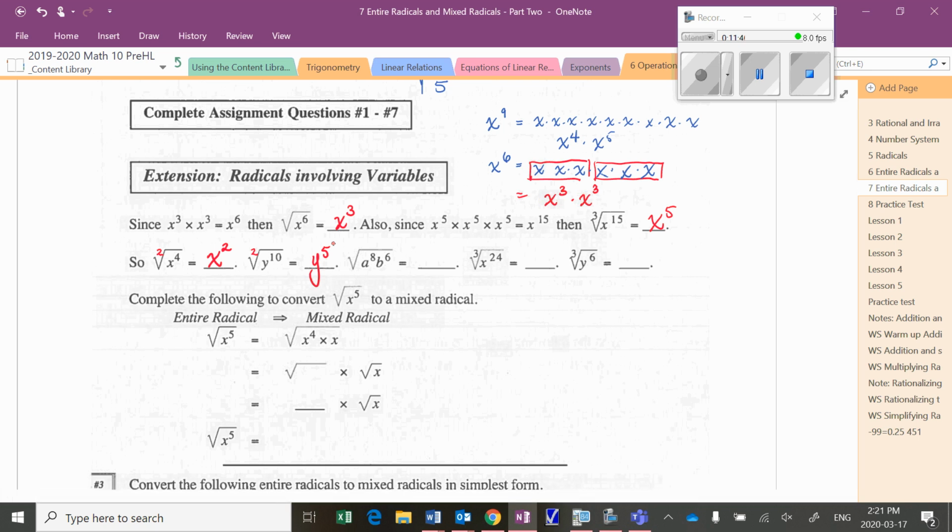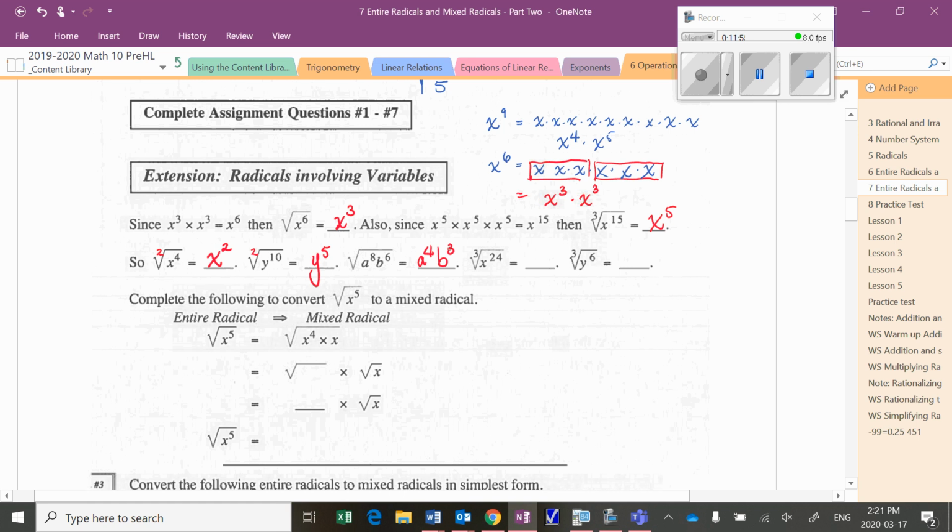Square root of a to the 8th times b to the 6th, and remember we can split those up, so the square root of a to the 8th is a to the 4th, square root of b to the 6th is b cubed, so our answer is a to the 4th b cubed.